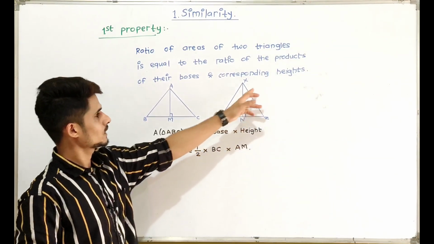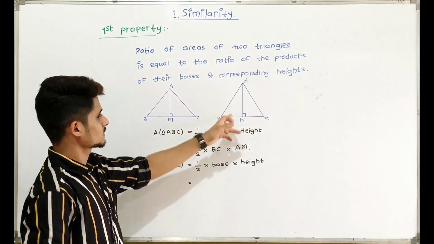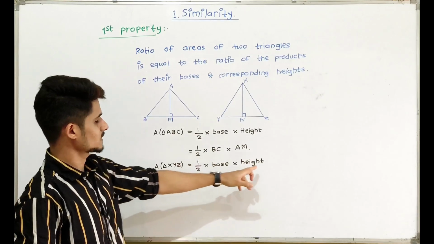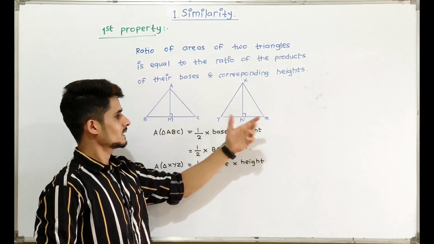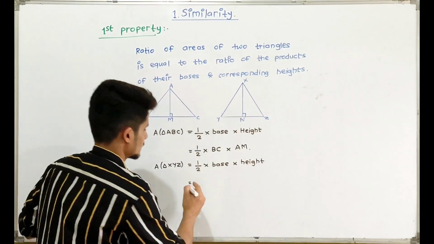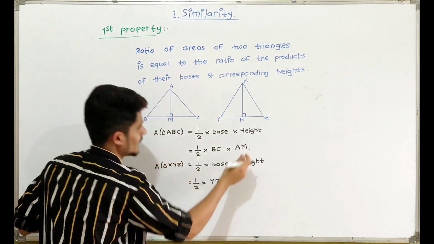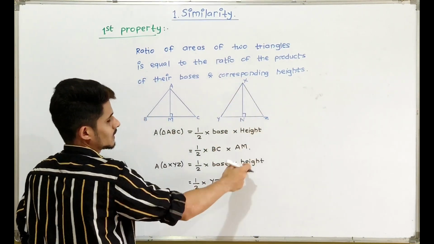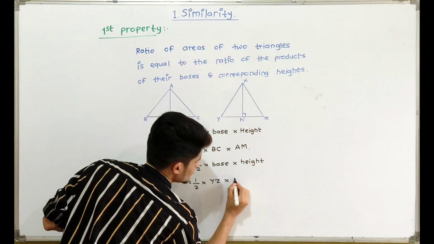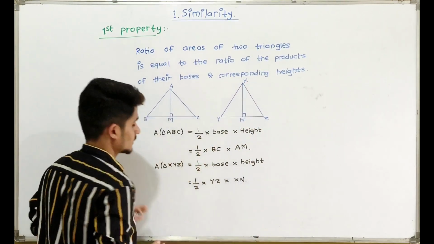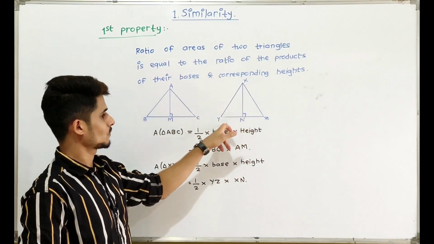Similarly we'll find area of triangle XYZ. Area of triangle XYZ is equal to half into base into height. So base of triangle XYZ is YZ, so half into YZ into height. Height of triangle XYZ is XN. XN is the height of triangle. So this is area of triangle XYZ.